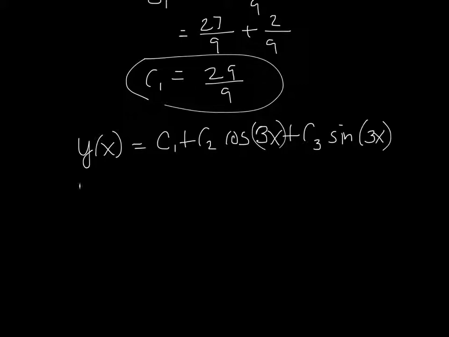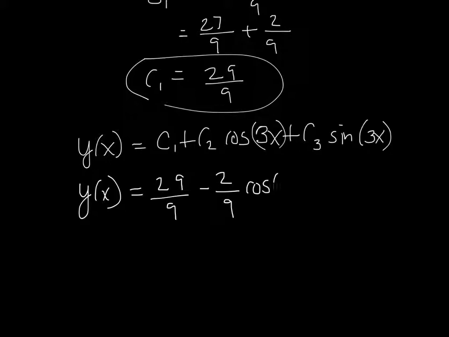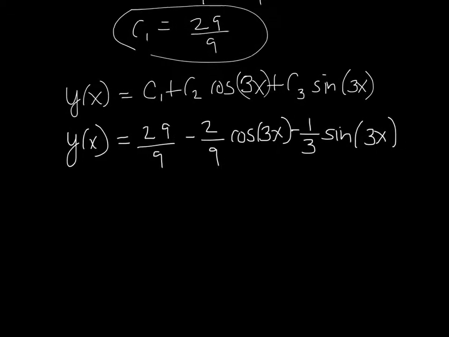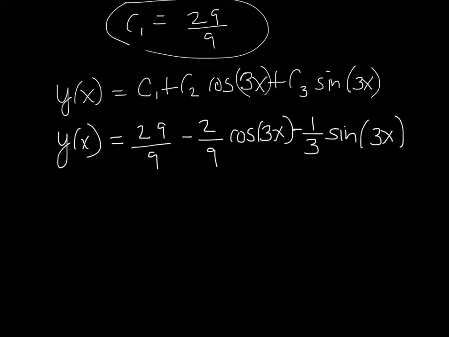Y of x equals C1, which is 29 over 9, plus C2, which was negative 2/9 cosine 3x, and our C3 was negative 1/3, so technically you can just write minus 1/3 sine of 3x. And this is fine, the solution's correct. The back of the book has something a little different. They just simplified it.